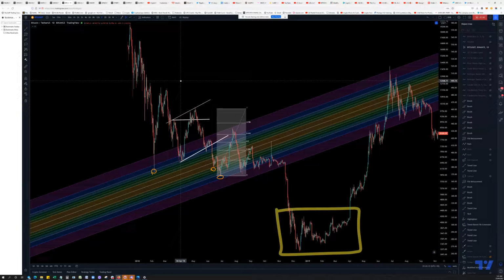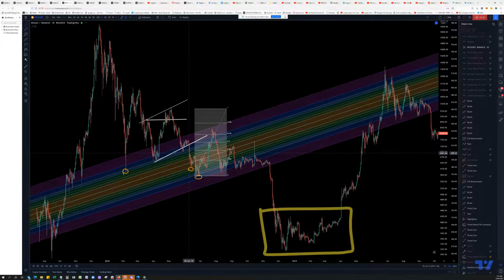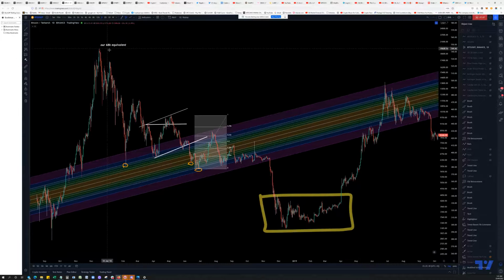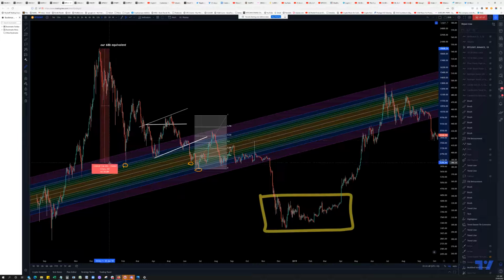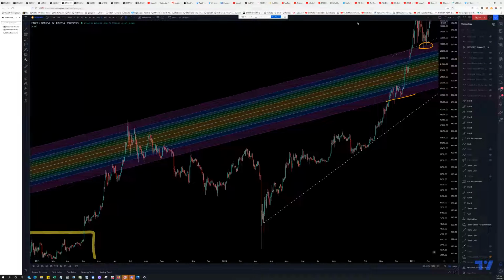To 2017. And in 2017 we had this capitulation, and you can say that this is the equivalent of our 68 top, and we had this massive pullback, and this pullback was, what was that? That's about 69%. Okay, if that's 69%, what do we have here?